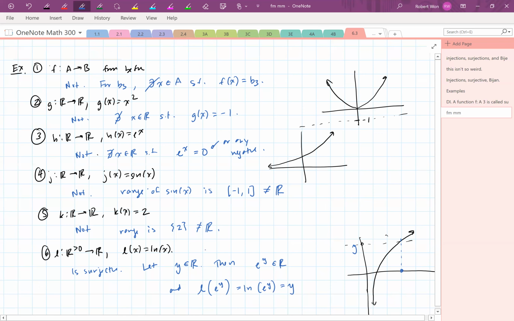So this shows that given an arbitrary element of the codomain, I should say R greater than 0. Given an arbitrary element of the codomain, there exists an element of the domain that maps over to it. So this is a proof that log is surjective. Every element occurs as an output. Give me any output you want. I'll tell you exactly what input gives me that output.